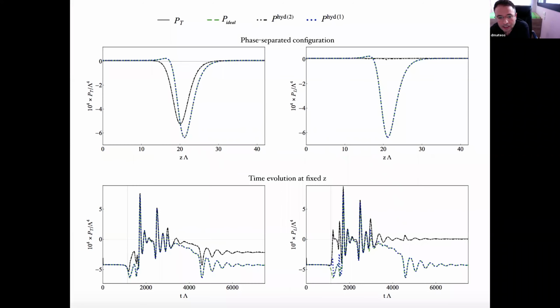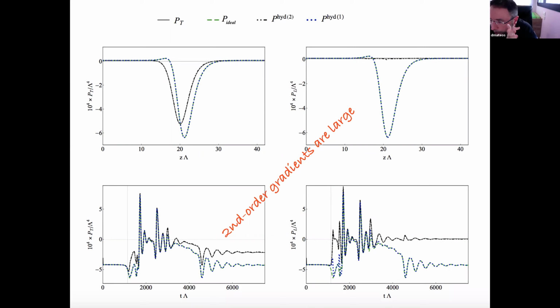Good. So this is everything I wanted to say about the phase separated configurations. Are there any questions before I move on to bubbles? Yeah, I have a question if I can put one at this point.